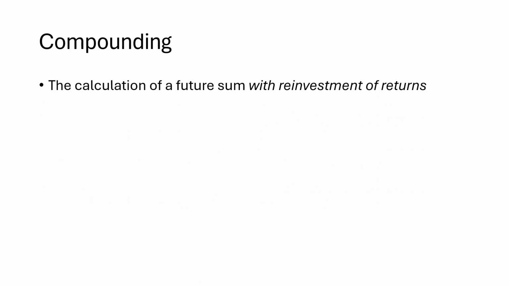So how do we define compounding? Well, we think about taking an amount of money today and trying to determine what that money is worth in the future when the returns are reinvested. So we sometimes call that interest on interest or gain on gain.